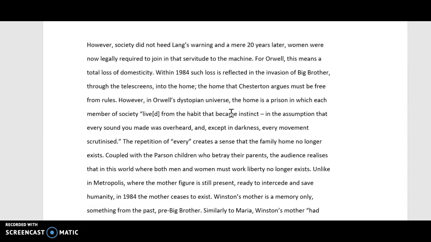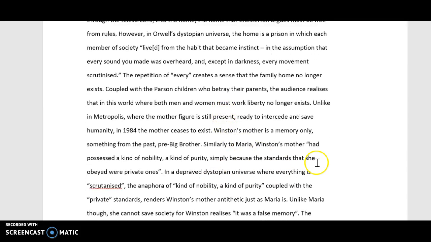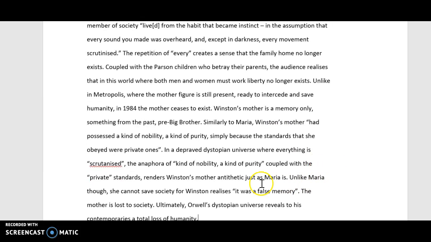And then you're going to support it with evidence from your two texts, and you're going to move in and out of those two texts to do it. And you'll do it the way I've done it here, with that integration, where I keep saying, just like in this text we have, so similarly to Maria, Winston's mother had possessed, and so on. Unlike Maria, though, she cannot save society, for Winston realizes. So I'm just flowing from one text to the other. And that's what proper integration should look like.